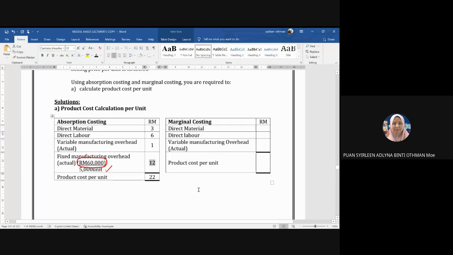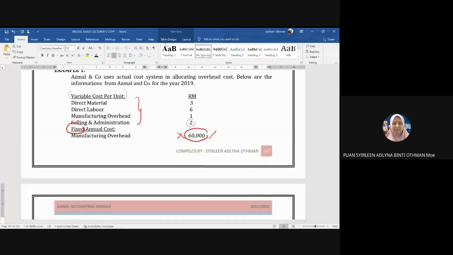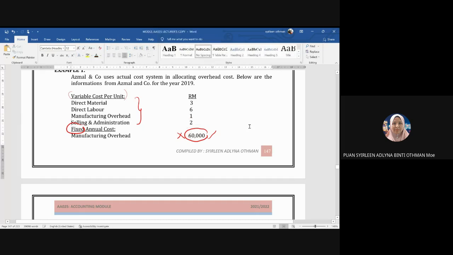Nanti ada orang tanya, Madam, kenapa RM2 ni tak masuk, Madam? RM2 tak masuk lah. Sebab RM2 tu ialah selling and admin expense. Yang you nak kira sekarang ialah product cost per unit. Cost product. So selling and admin expense RM2 ni tak termasuk ya. Ini adalah belanja semasa awak jual. That means produk tu dah siap. Okay.